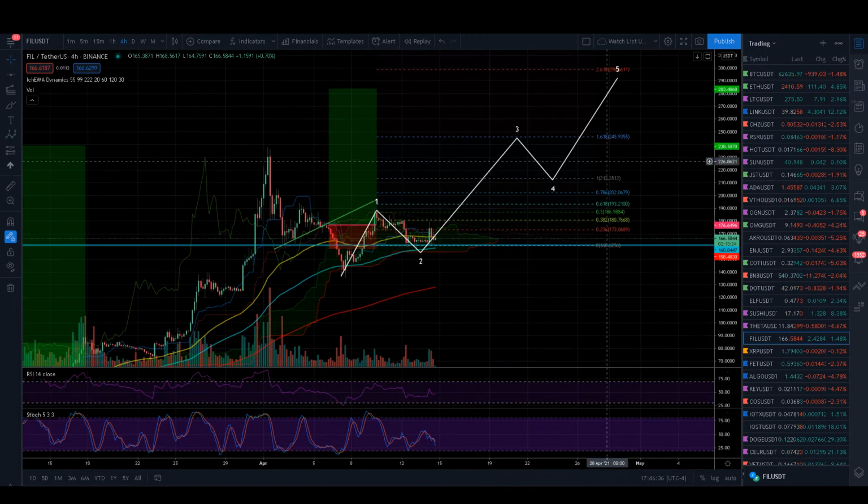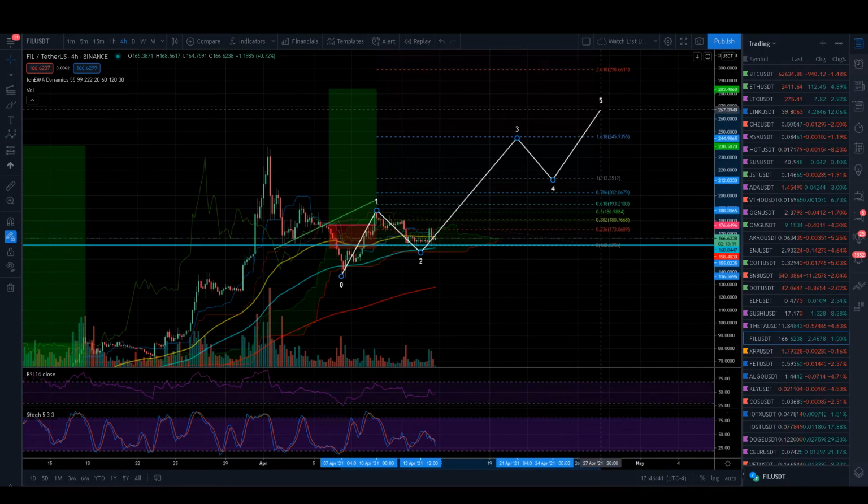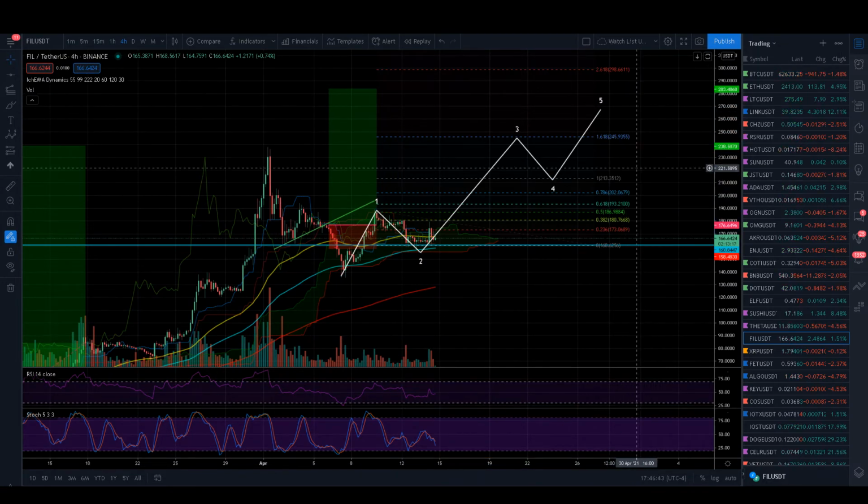Wave 3 could take us all the way up to 245, get a wave 4 dip, and then wave 5 would probably be a little smaller. Wave 5 would probably go back up to 260, somewhere in there. We'll see how that plays out. All right, that's a good enough update for now.